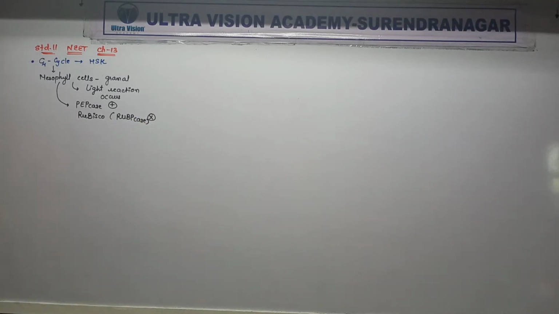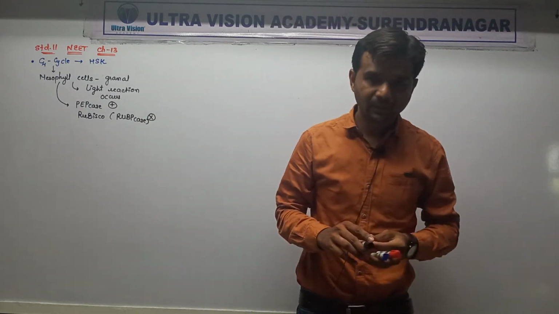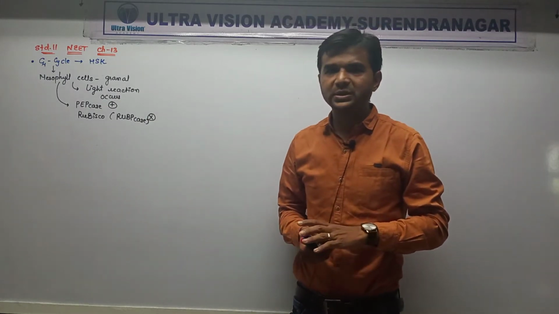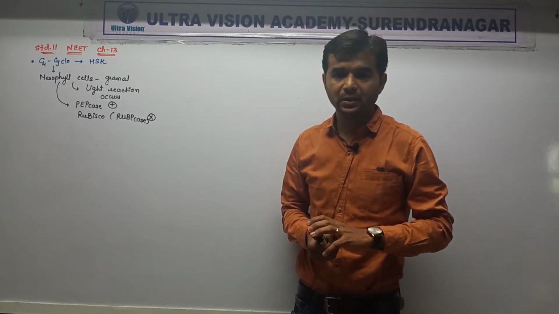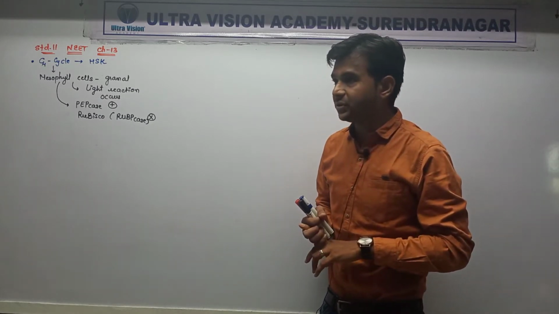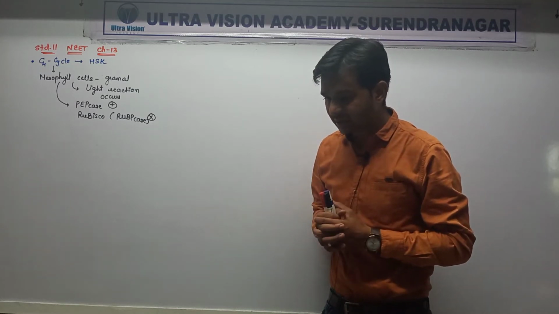So in the mesophyll cell you know that PEP binds with carbon dioxide and forms the first stable product, that is oxaloacetic acid. Then oxaloacetic acid is reduced and converted into malic acid. So PEP is carboxylated and converted into oxaloacetic acid. Oxaloacetic acid is reduced and converted into malic acid. This process occurs in the mesophyll cell.